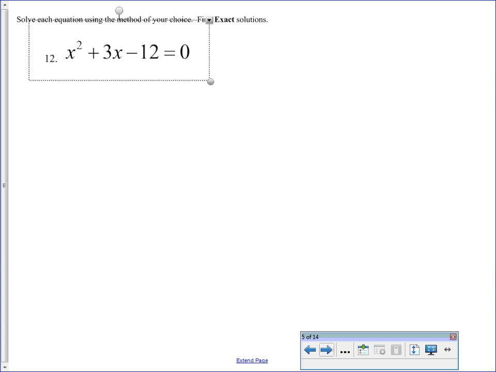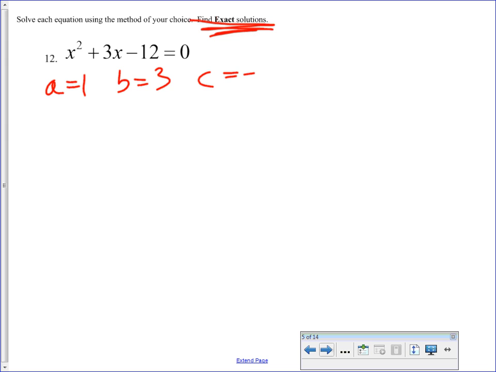For this one, we can try and do it graphically. But when we do that, we'll notice that they don't go through exact points. Now, we can bound the zeros and get decimal approximations, but the instructions were to find exact solutions. So I'm going to go ahead and use this as an example of the quadratic formula. A equals 1, B equals 3, C equals negative 12.